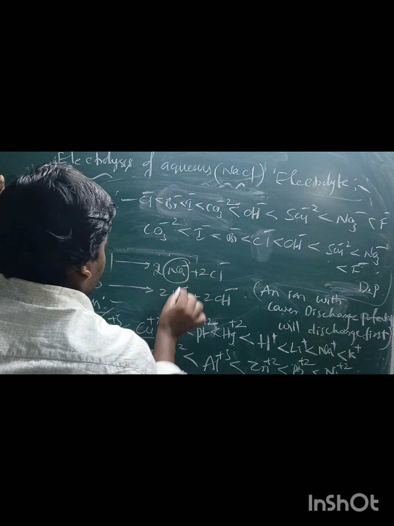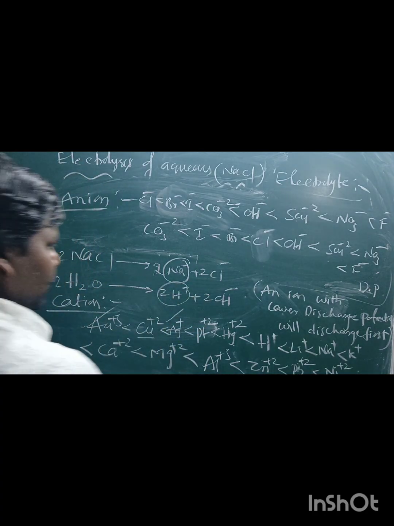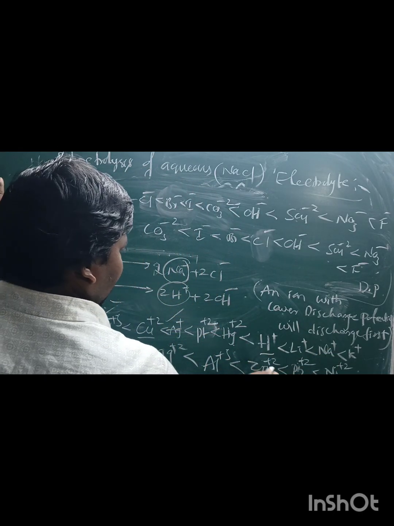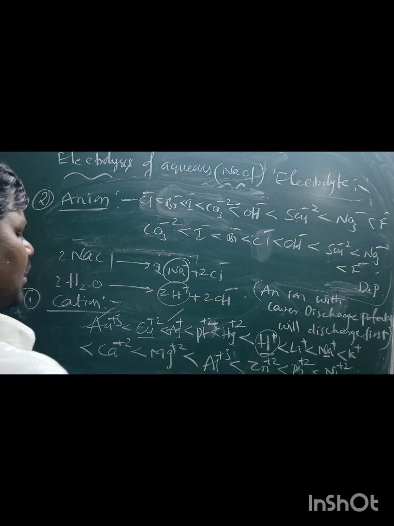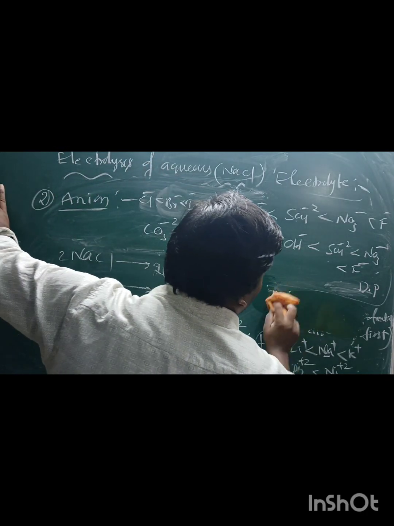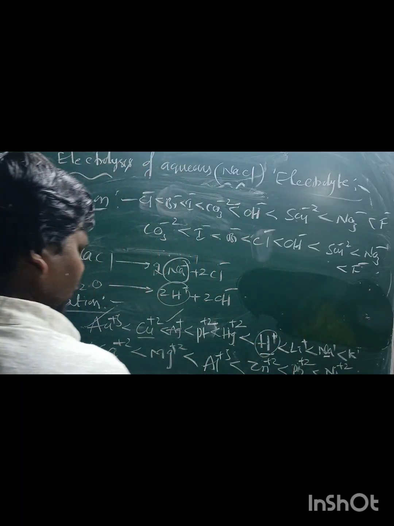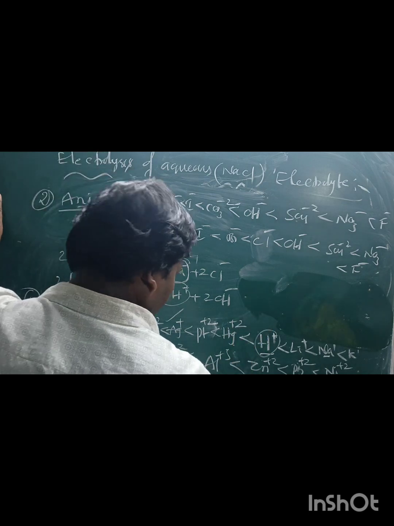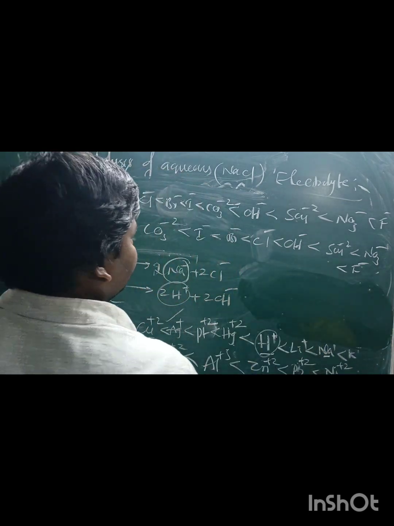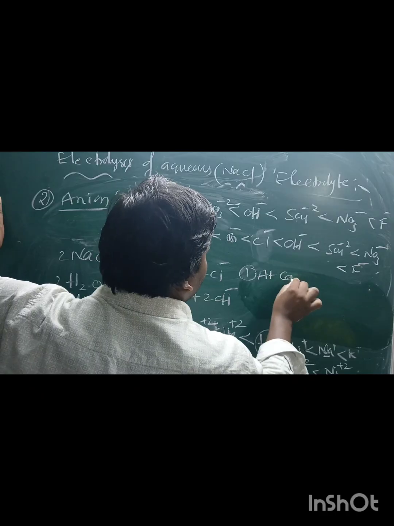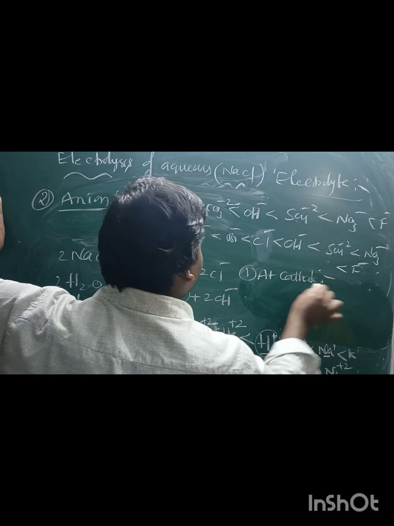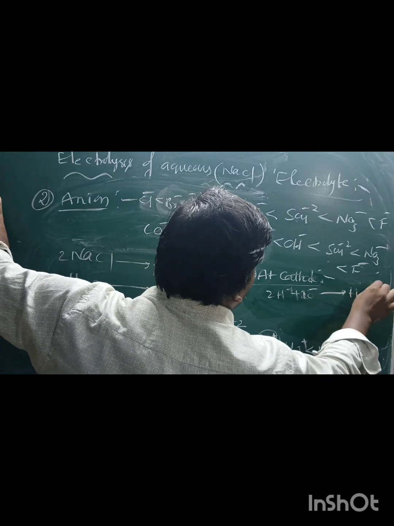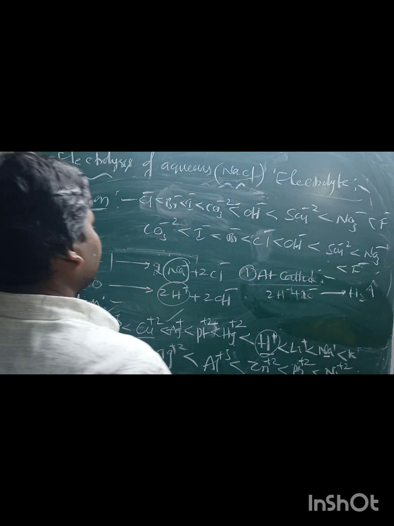Now I am taking the cations Na plus and H plus ions. Which one will discharge first? The one with lower discharge potential. Between H plus and Na plus, which has the lowest discharge potential? Always H plus ions. That's why the ion with the lowest discharge potential will deposit first at a cathode. At the cathode, H plus ions gain electrons to form hydrogen. That means hydrogen gas is liberated at the cathode.